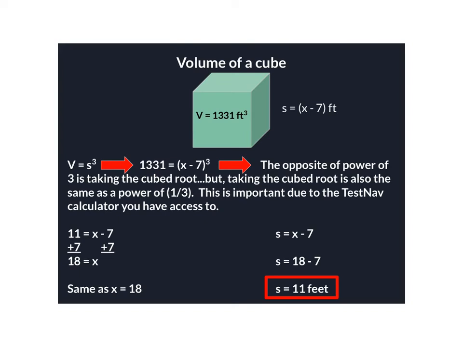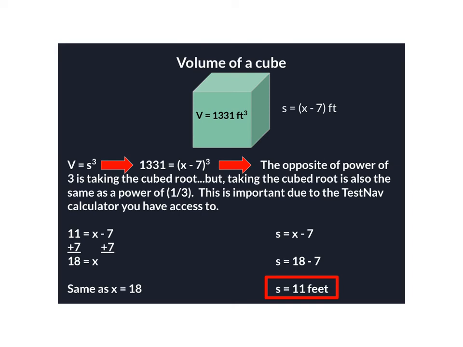So then, essentially what we've done is we've gotten rid of this power of 3, so we're just left with 11 equals x minus 7. Then you guys are just a one-step move from solving for x, to undo that subtraction of 7. We add it to both sides. 11 plus 7 gives you 18. Negative 7 plus 7 cancels. 18 equals x is the same as x equals 18.